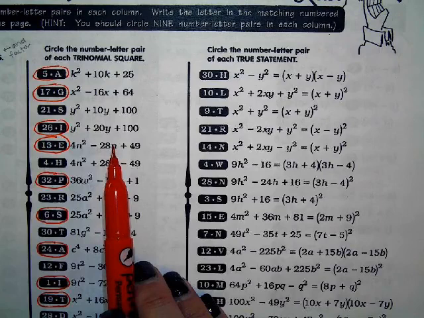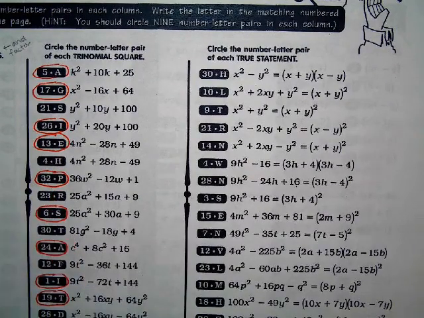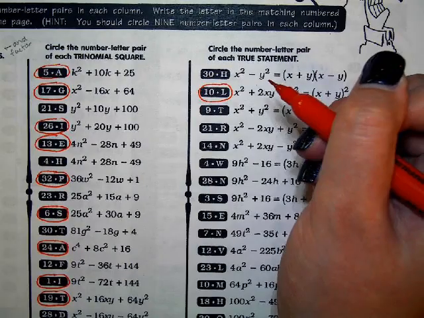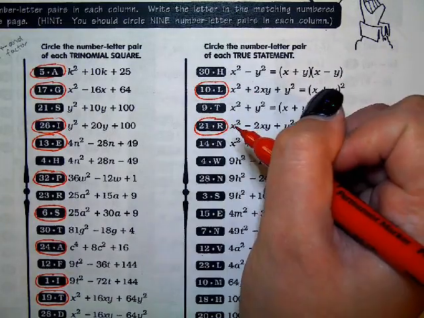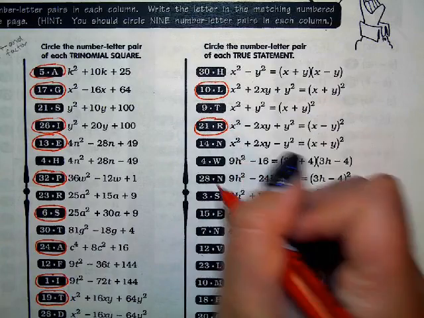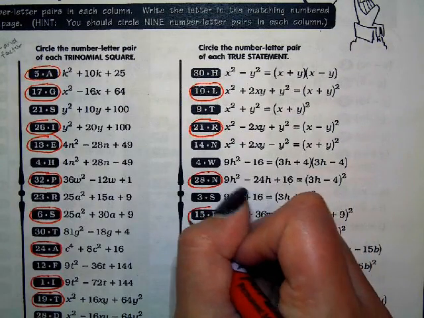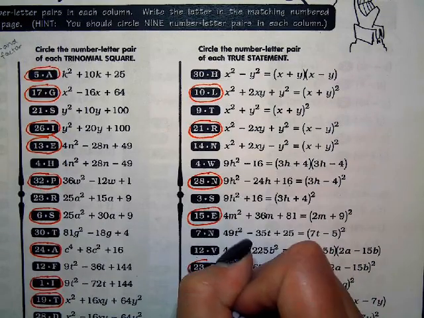I couldn't find a punchline worksheet that only had difference of squares. So this worksheet had difference of squares and perfect square trinomials, and I didn't want both, but this is what I found. So the ones that you're going to circle here are 10L, 21R, 28N, 15E, 23L, and that's it. 1, 2, 3, 4, 5. So there's four more for you to circle in that column.